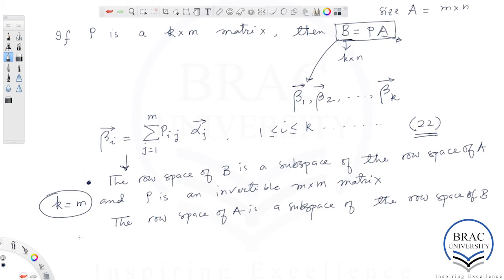Okay, so whenever we have this thing occurring, B equal to P times A, where B is an m times n matrix, so is A, and P is an invertible m times m matrix, in this case we say that B is row equivalent to A, right? B is row equivalent to A, and it will in turn mean that the row space of A is the same as the row space of B. So one therefore has the following theorem.